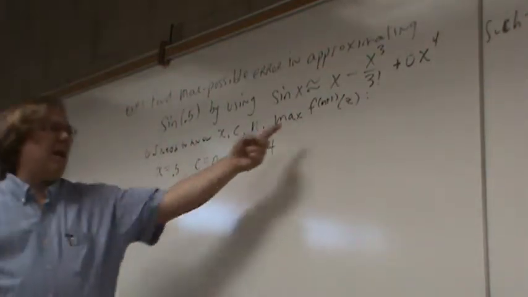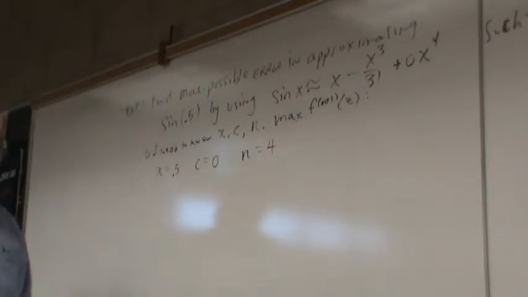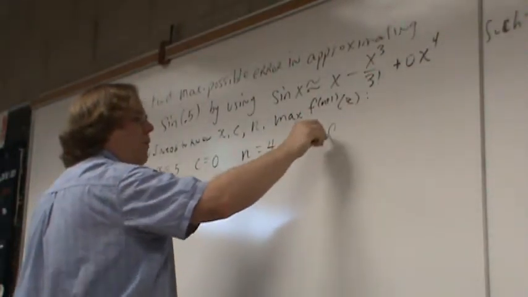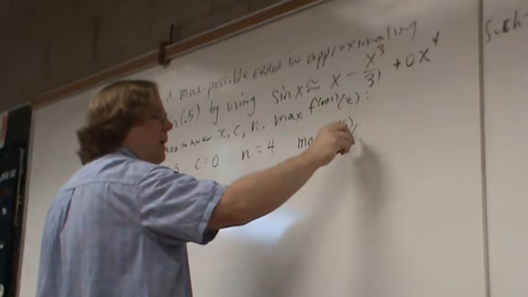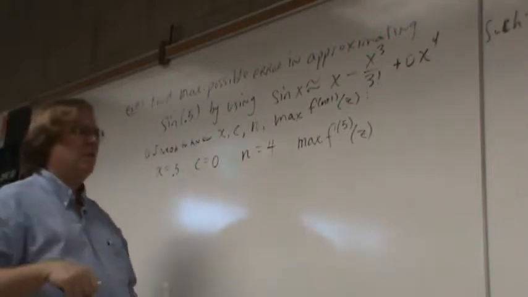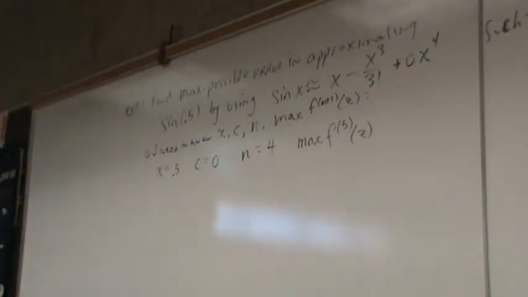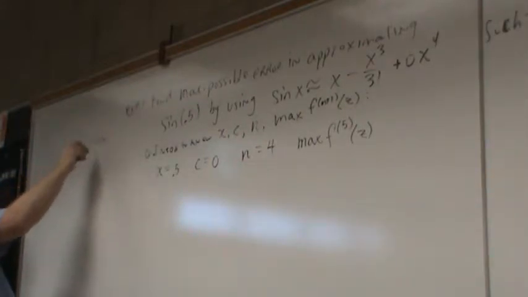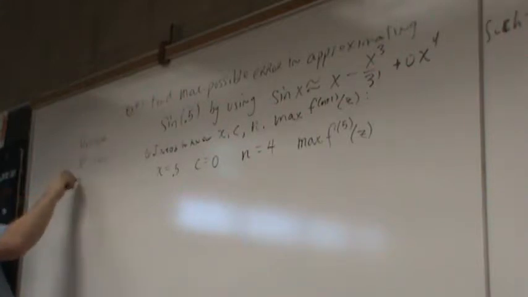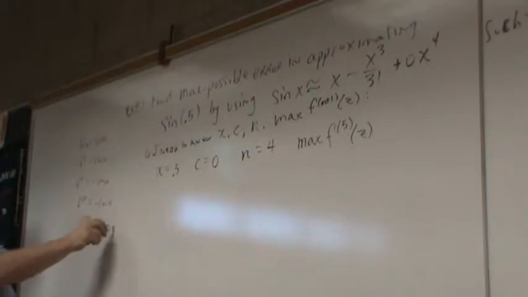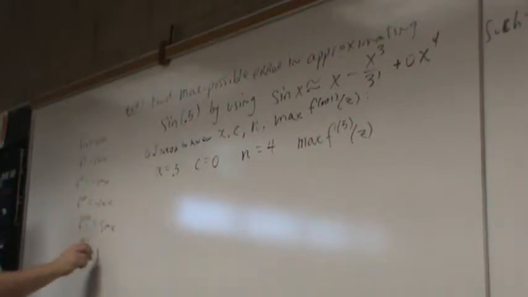Next I ask myself, what's the maximum of the n plus 1th derivative evaluated at z? Because n is 4, I want the maximum of the 5th derivative evaluated at z, where z lies between 0 and 0.5. Let's consider the derivatives of sine of x. f of x equals sine of x. f prime equals cosine of x. f double prime is negative sine of x. f triple prime is negative cosine of x. f quadruple prime is back to sine of x. And the 5th derivative is cosine of x.